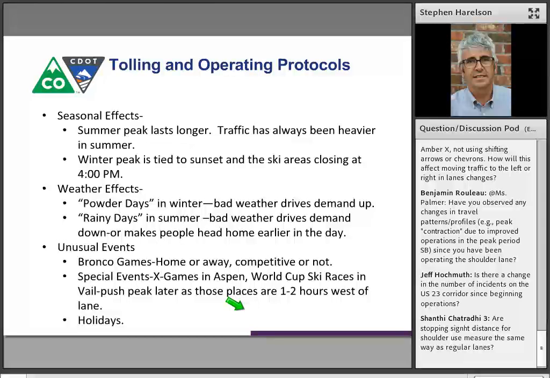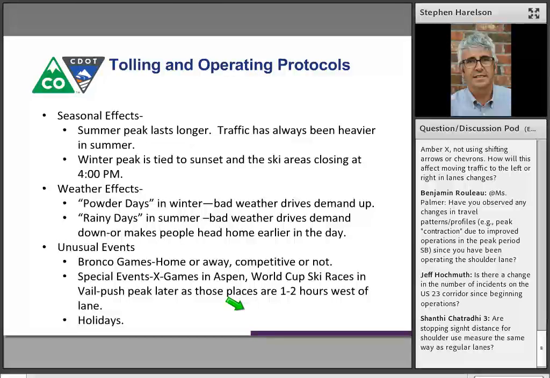Aspen is about 2.5 hours away from this lane, so if people are in Aspen at an event, they will stay there until the event ends, and then they will start driving home. That will tend to delay the peak hour on our lane. World Cup ski races in Vail also push the peak later. It's not as far west as Aspen, and I don't think it draws the numbers that the X Games do, but it's the same sort of situation.